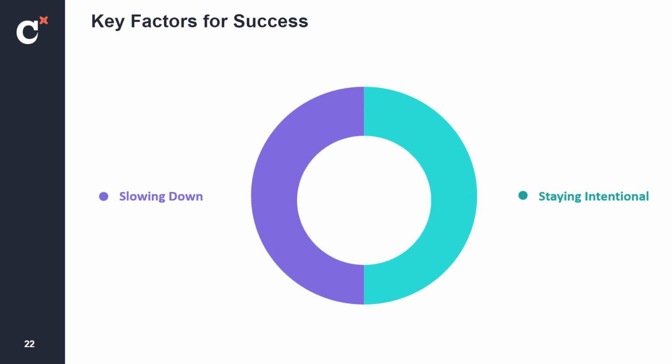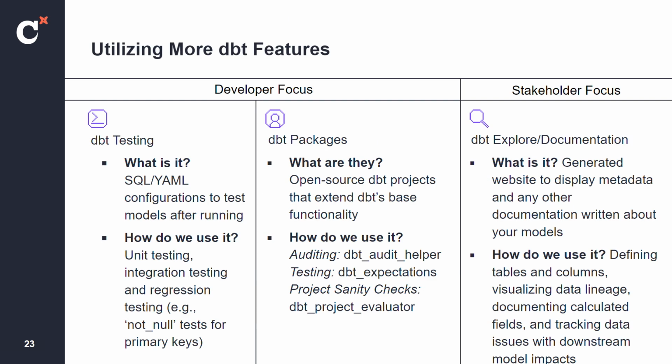Slowing down and staying intentional are our way to make sure that every change and every piece of refactoring we're doing is for a reason, and it's all in the name of improving our data stack, improving our transformations, and making sure that our mean times to fix data issues are improved, and our data times to actually get things to end users are also improved.